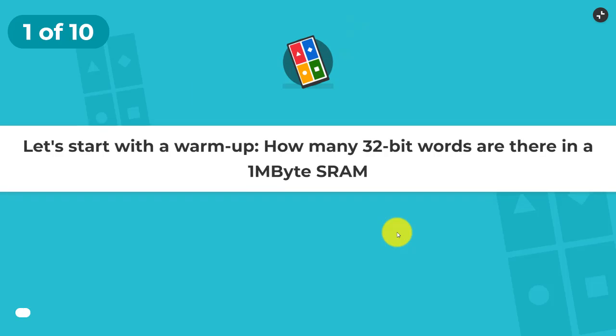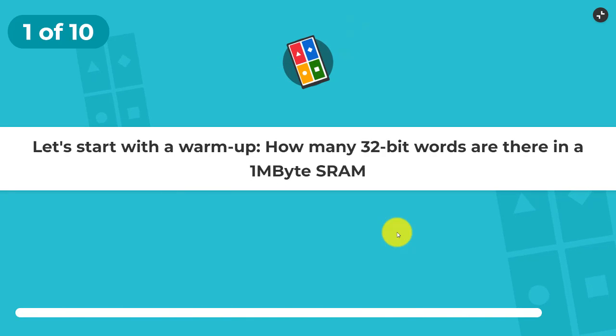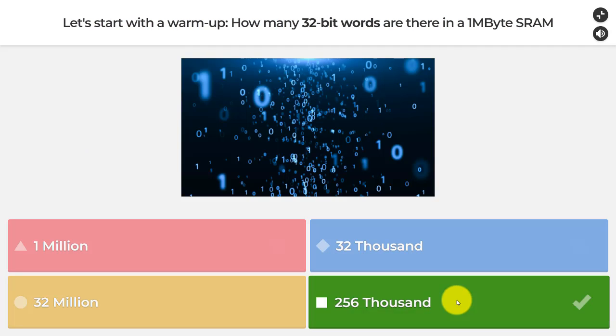So we have 10 questions, and the first one is a warm-up. How many 32-bit words are there in a 1 megabyte SRAM? Would it be 1 million, 32,000, 32 million, or 256,000? Well, I'm going to go for 256,000.